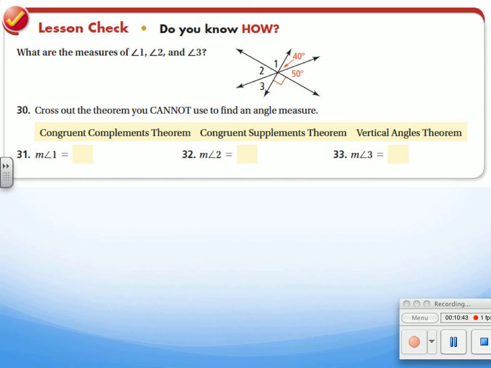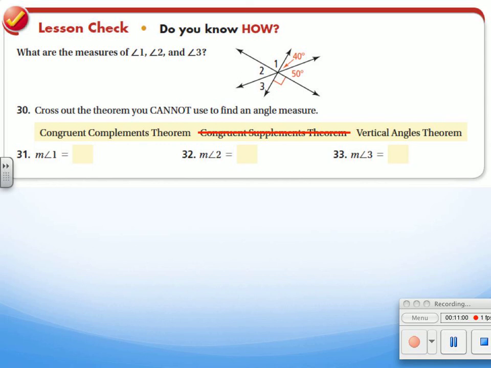We would not use the congruent supplements theorem because there aren't just two angles that form a supplementary angle, there are three angles. And we would use the vertical angles theorem because that's how we're going to figure out our measures. So we'll cross out the congruent supplements theorem.